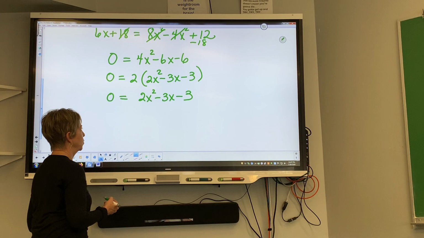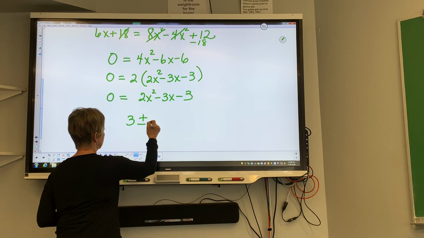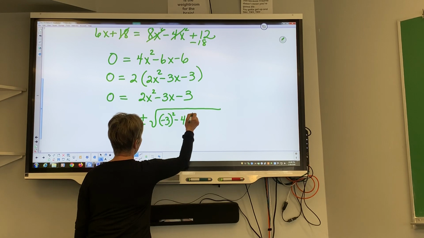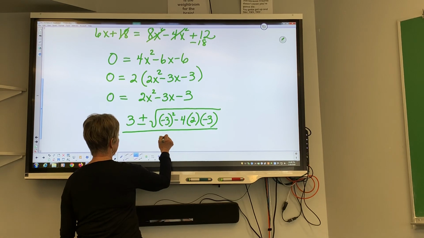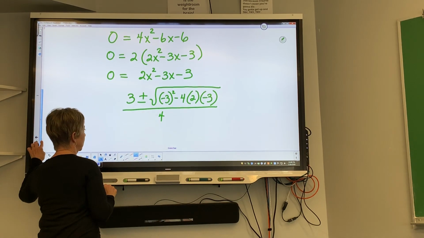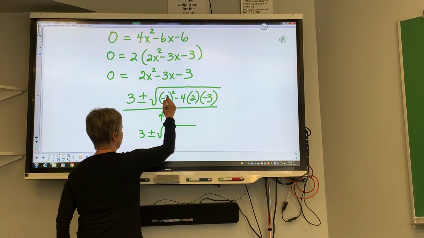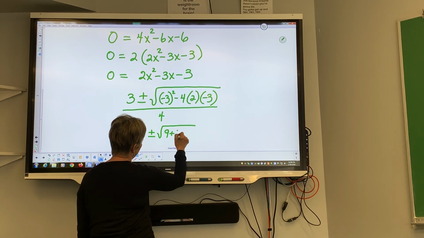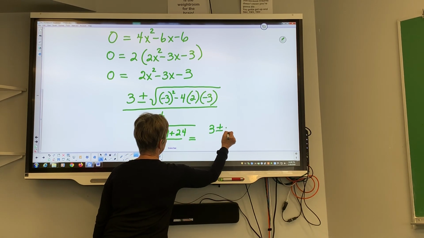Use the quadratic formula. Opposite of b, plus or minus, square root of b squared minus 4 times a times c, all over 2a, which is 4. So what are we going to get here then? We're going to get 3 plus or minus radical what? That would be 9. And 2 negatives are going to make a positive. That's going to be plus 24 all over 4. So 3 plus or minus radical 33 all over 4.